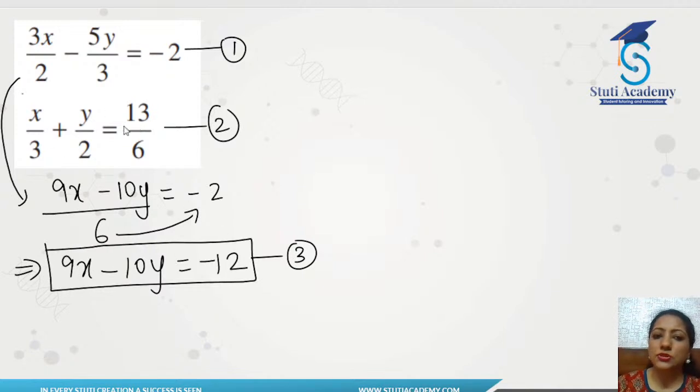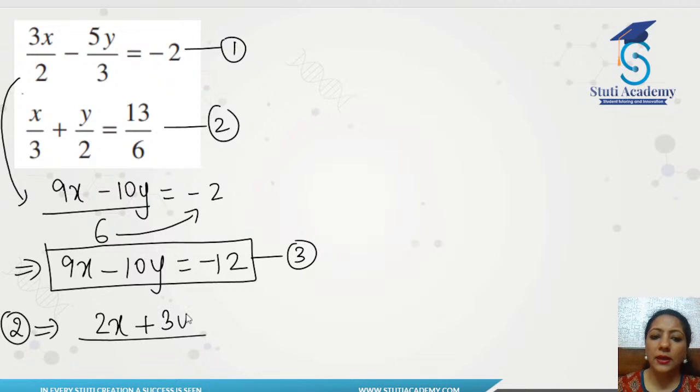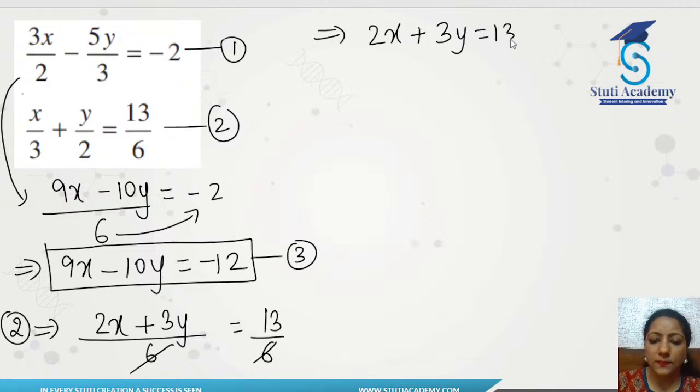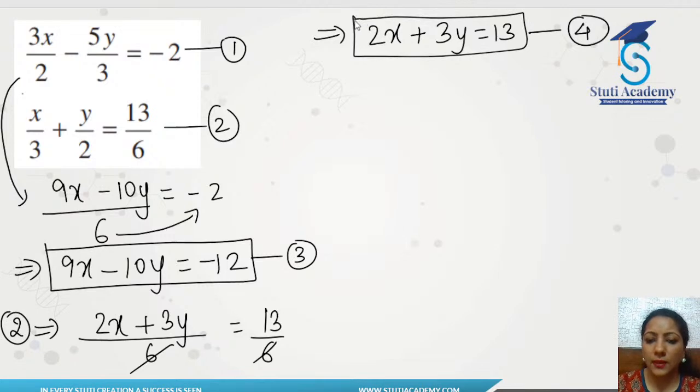Now coming to the second equation, here also we try to get rid of the denominators. So we have 3, 2 and 6 here. We can see that the LCM here in the LHS is 6. So from the second equation, we can write this as 2x plus 3y over 6 is equal to 13 upon 6. We can cancel out 6 here and then we will get 2x plus 3y is equal to 13. Let's name this as the fourth equation. This is the fourth equation we have.